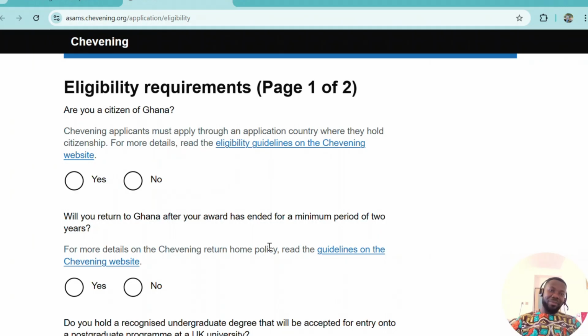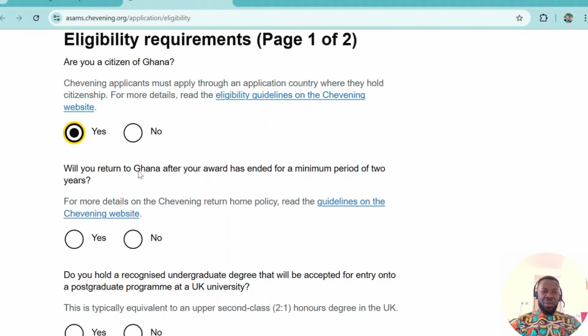So eligibility requirement, page 1 of 2. Are you a citizen of Ghana? Okay, yes, I am. Will you return to Ghana after the award has ended for a minimum period of 2 years? Yes.